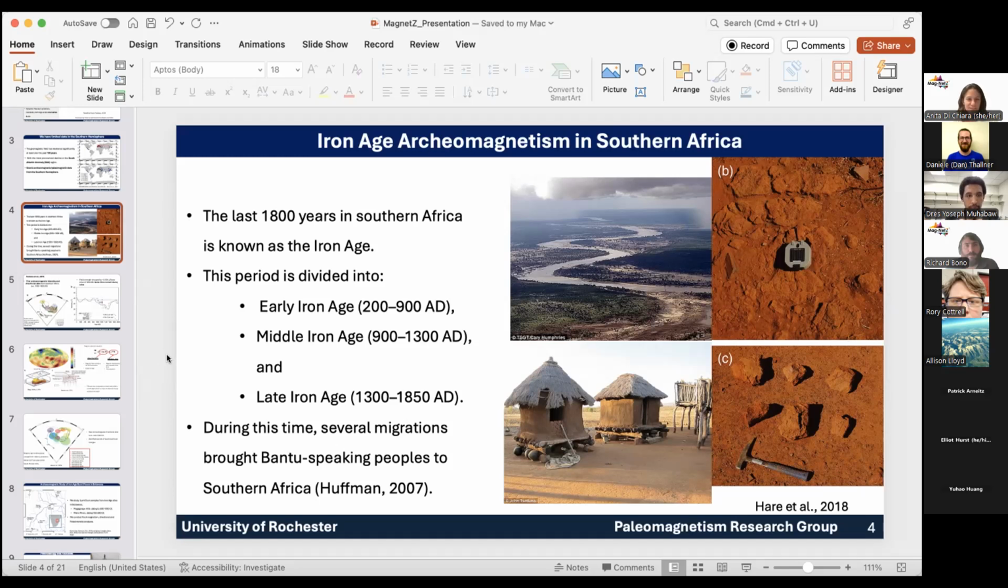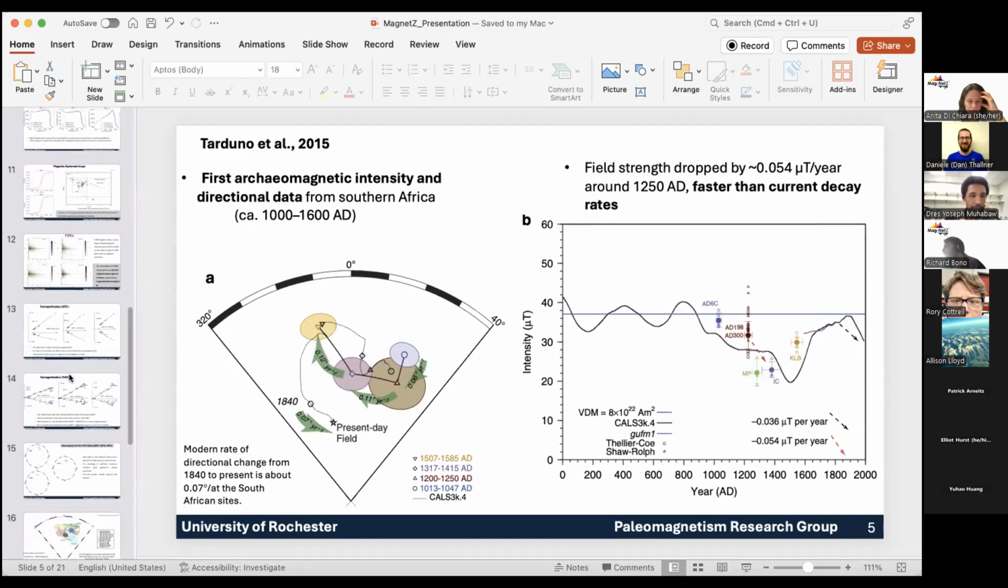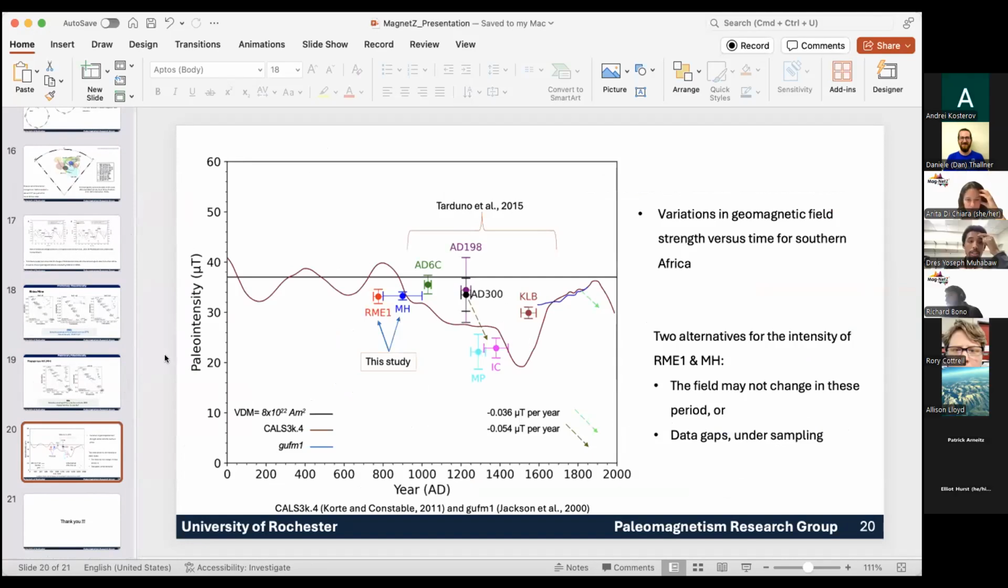So I guess I can follow up with another question, from what Richard was also mentioning about the models. If you can move to the part where you compare your data to the model, the intensity data. Yes, please. Okay, this one.